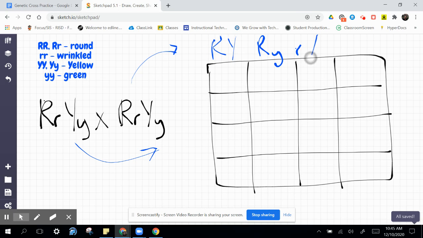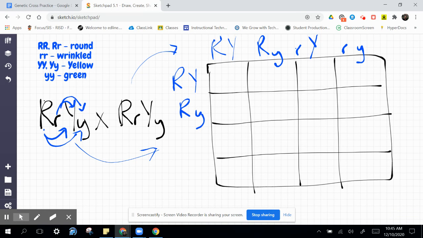So what I'm doing, I'll show you in a second, is basically I take one allele and I combine it with the other two, and I take the second one and I combine it with those also, and that gives me all the different combinations. And since both parents are the same, both sides are going to look the same for this dihybrid cross.